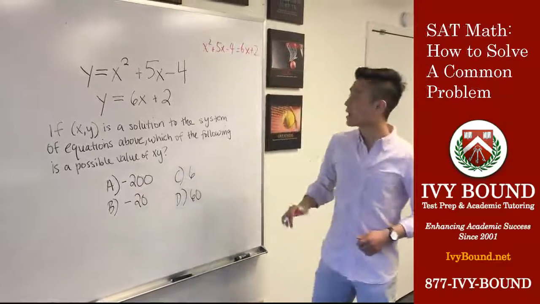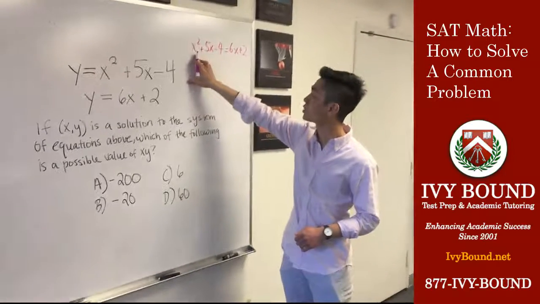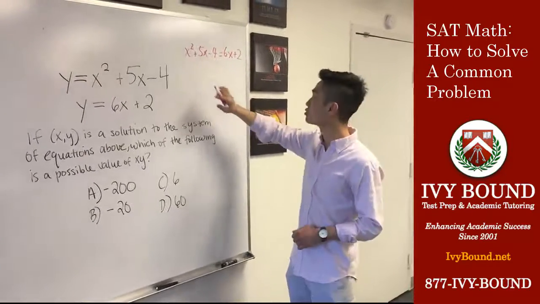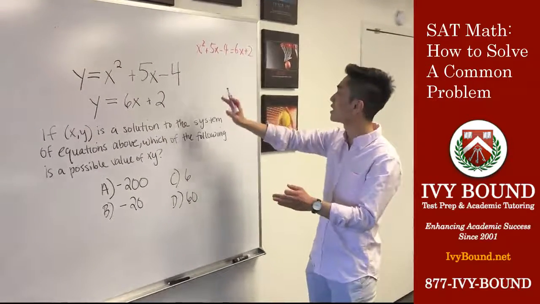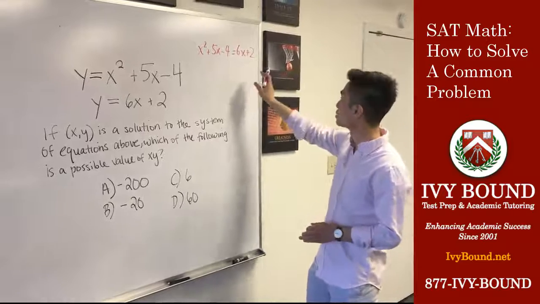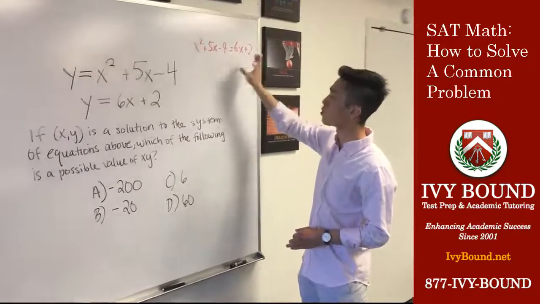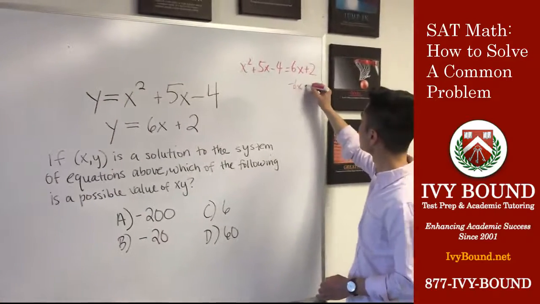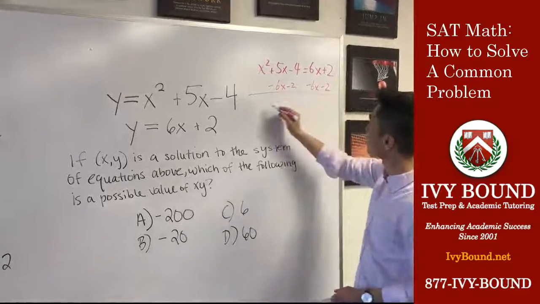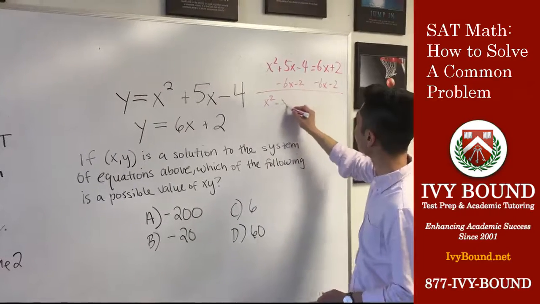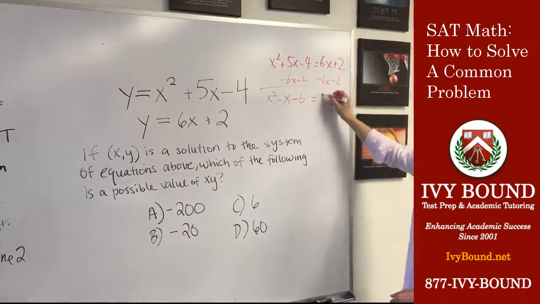Okay, now we have a quadratic equation at hand because our highest power term has a degree of 2. So to solve this quadratic equation, we have to move all the terms to one side and have 0 on the right hand side. So we're just going to go ahead and subtract 6x and 2 from both sides. Okay, so now we're left with x squared minus x minus 6. And on this side, since these cancel out, we only have 0 left.